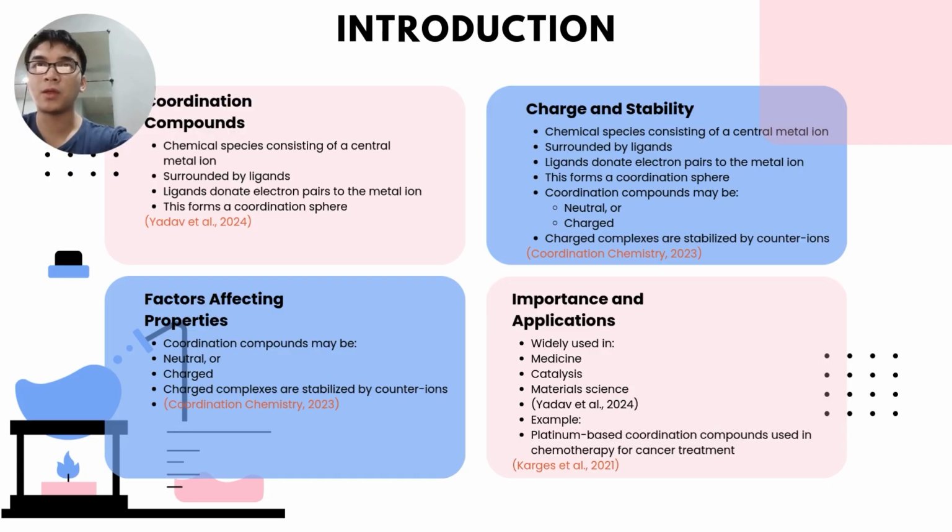Coordination compounds are very important because they are widely used in many fields such as medicine, catalysts, and material science due to their unique chemical properties. For example, platinum-based coordination compounds are used in chemotherapy for cancer treatment, where they play an important role in modern medicine. This introduction provides a foundation for understanding how coordination compounds behave, which will be further explained through coordination number, geometry, and isomerism in the following sections.